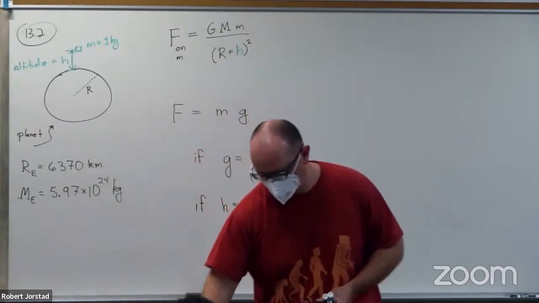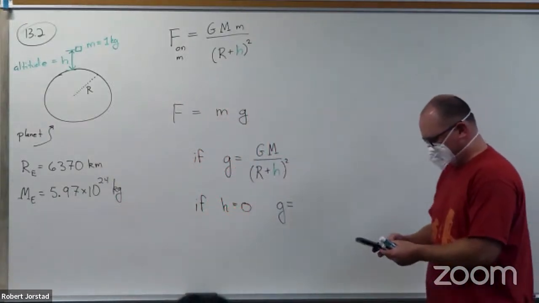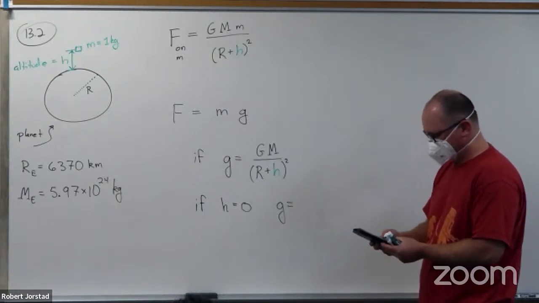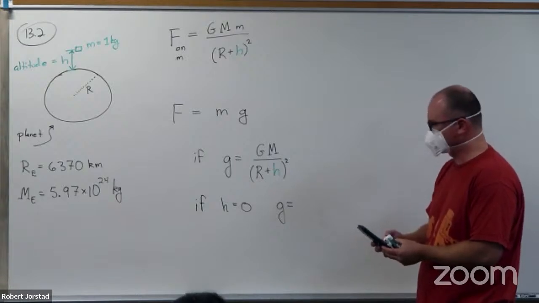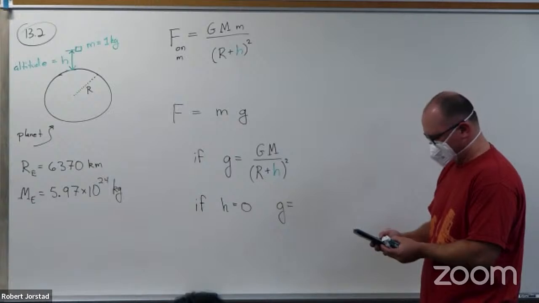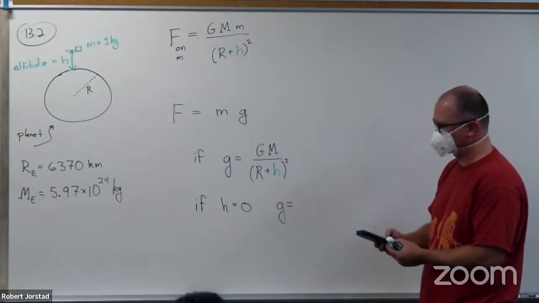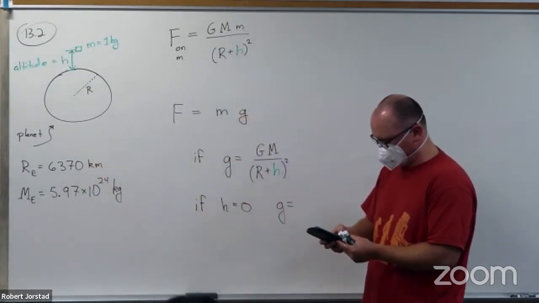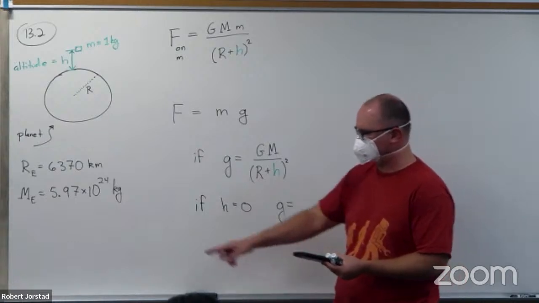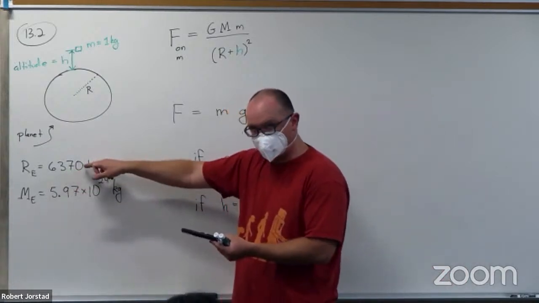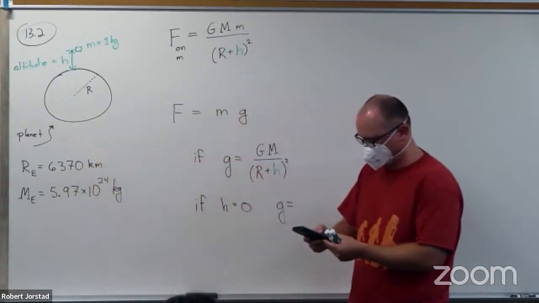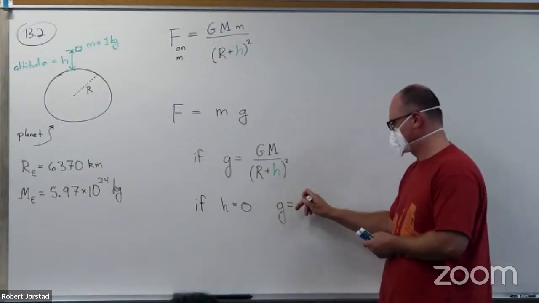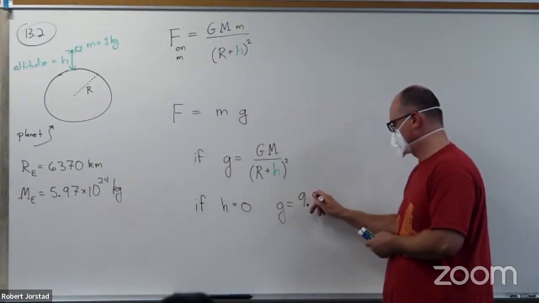Punch it in, verify. 6.67 EE 11 times, what was it, 5.97 EE 24, divided by 6370 kilometers, 6370 EE 3, right? This is how you would write that, 6370 EE 3 in your calculator. What did you get? 9.84. Yeah.